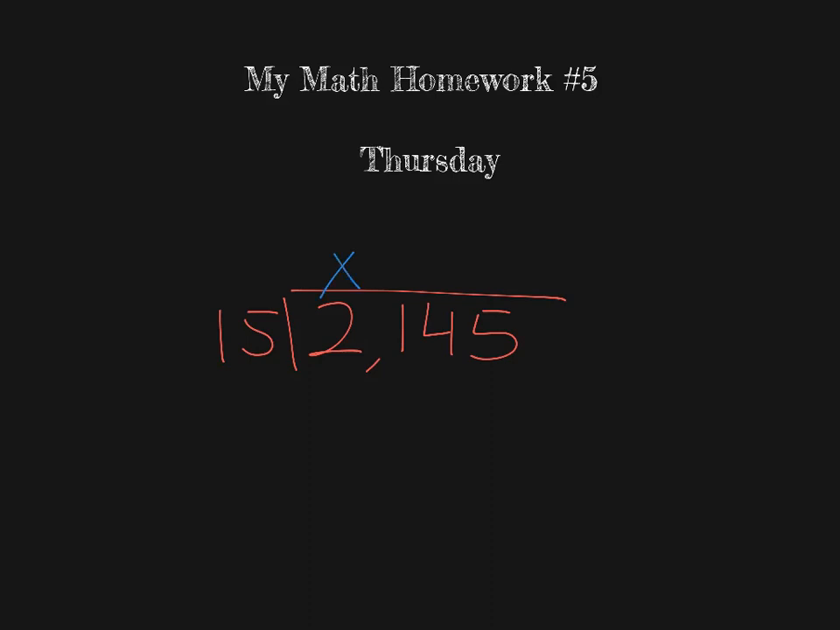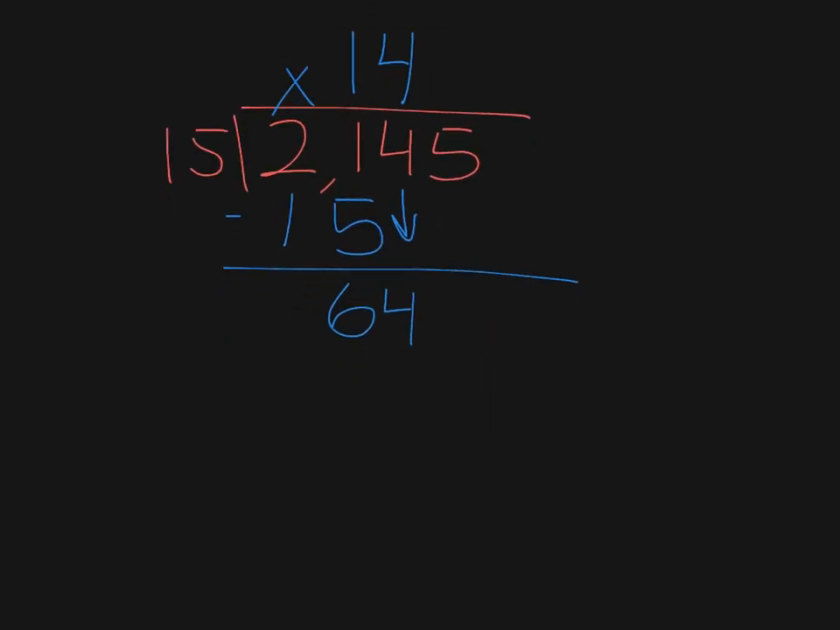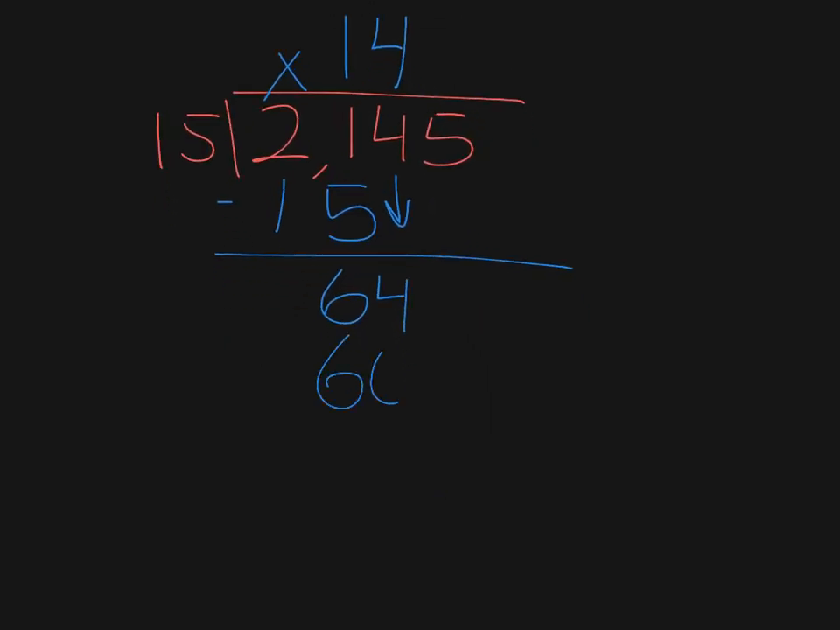15 can go into 21 once because 15 times 1 is 15. When we subtract that, we will have 6 left. We bring down the next digit, which is a 4. 15 can go into 64 4 times because I know, like, 15 minutes, 30 minutes, 45 minutes, 60 minutes, because 15 times 4 is 60. When I subtract that, I'll get 4 left.